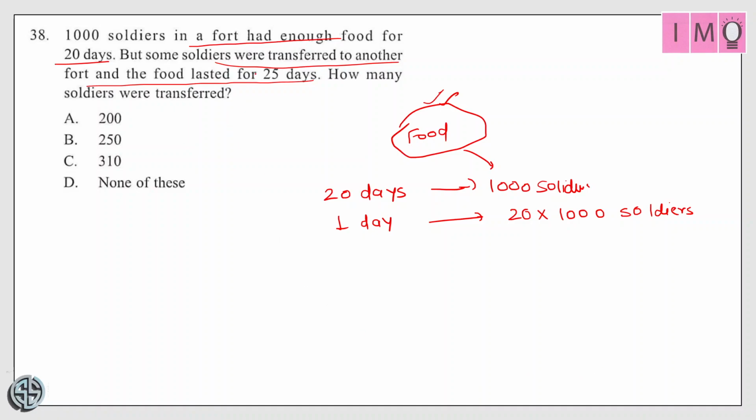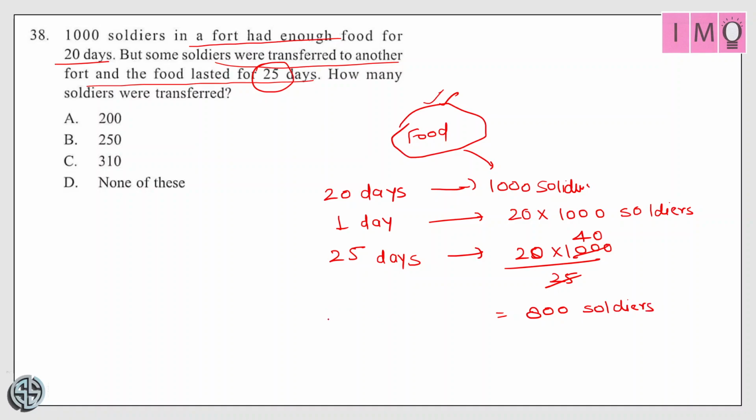Now if we want to find out how many soldiers will be required if I want to empty my food in 25 days, definitely I have to divide, right? 20 into 1000, what I have got for one day, I have to divide by 25. Now when you solve, you will find 25 40s are 1000, and 40 into 20 will be 800 soldiers, right? So if you want to empty the food in 25 days, 800 soldiers will be required. That is how many soldiers remain.